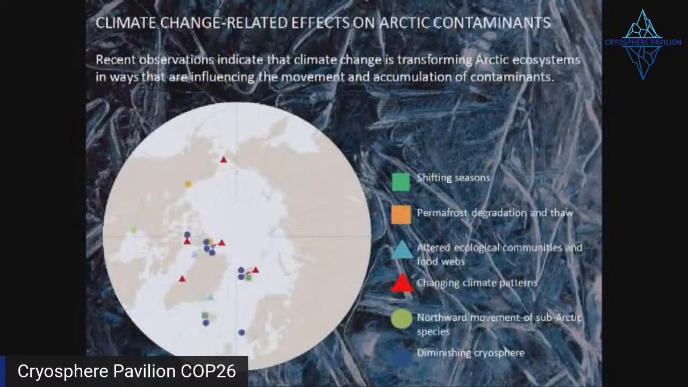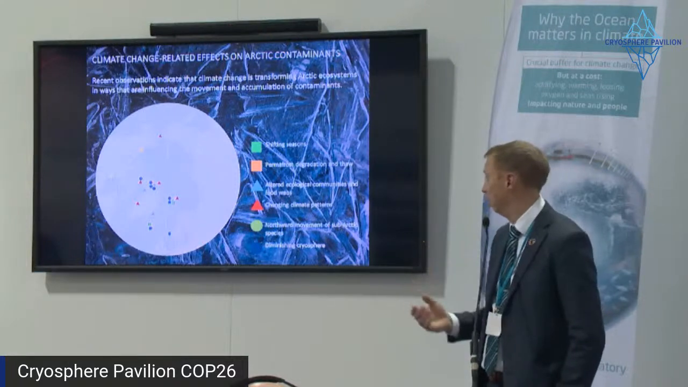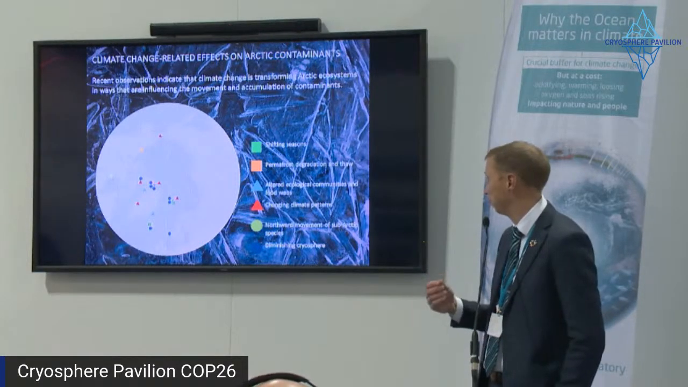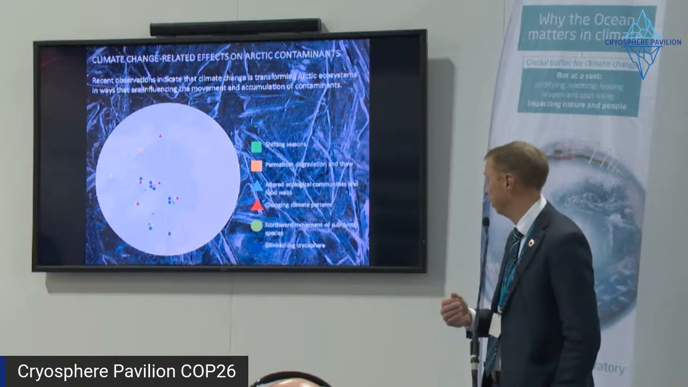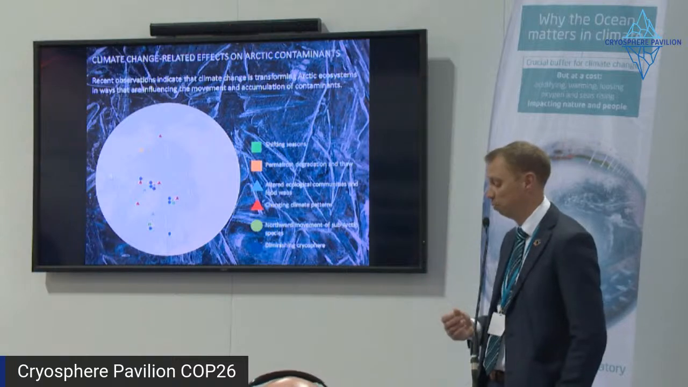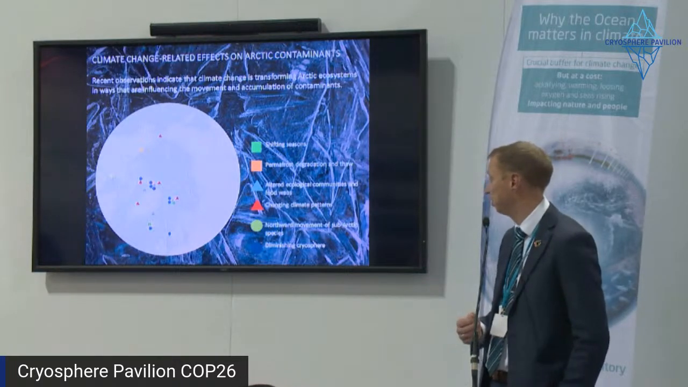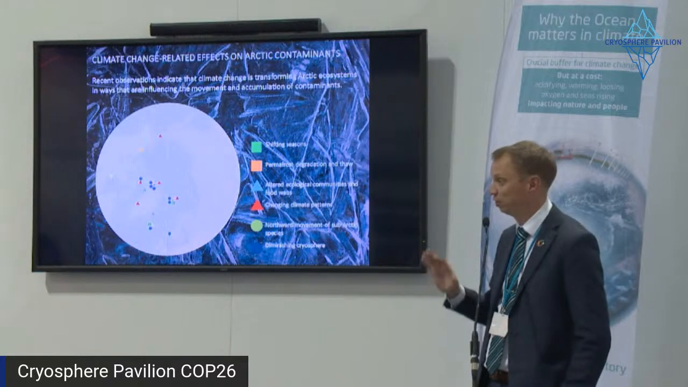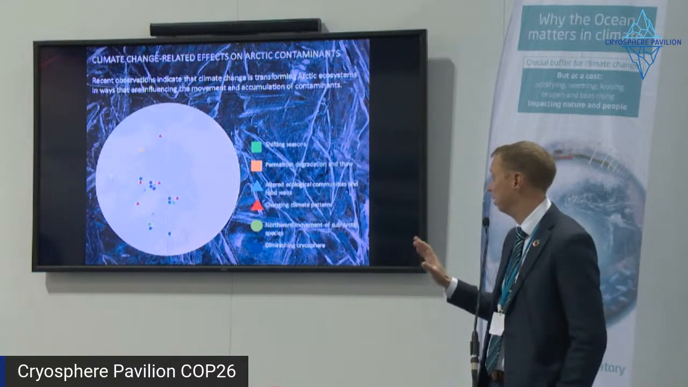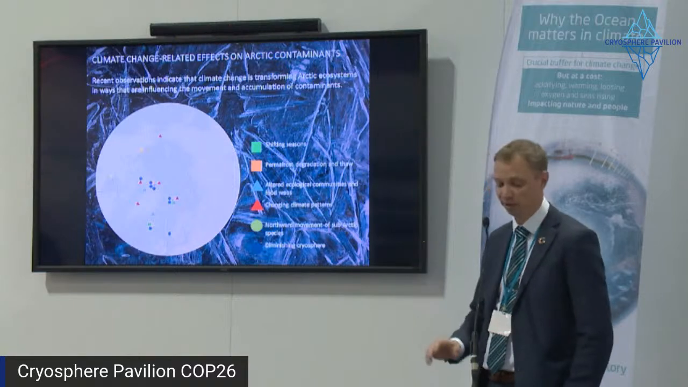And we have observations of this taking place, both with regards to shifting seasons, permafrost degradation, altered food webs, changing climate patterns, and northward movements of subarctic species, as well as the diminishing cryosphere. These are reported in our Climate and POPs report. However, I would say it's a very limited amount of studies.